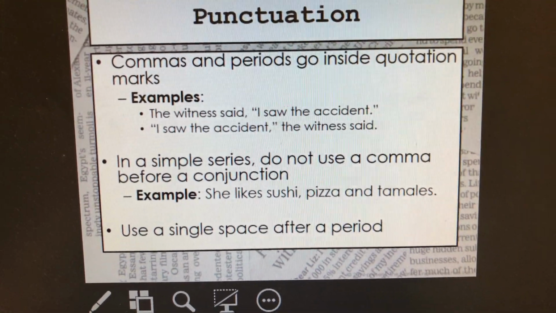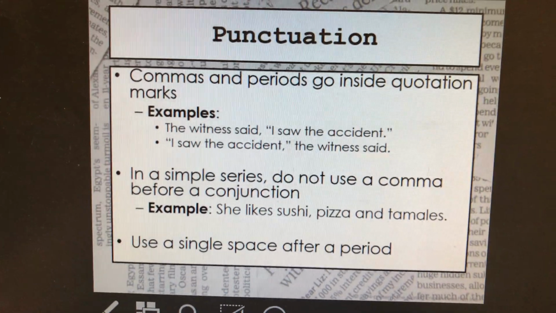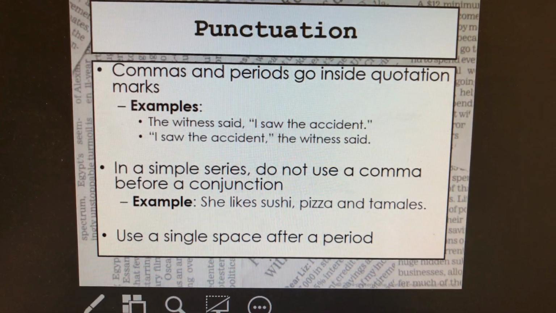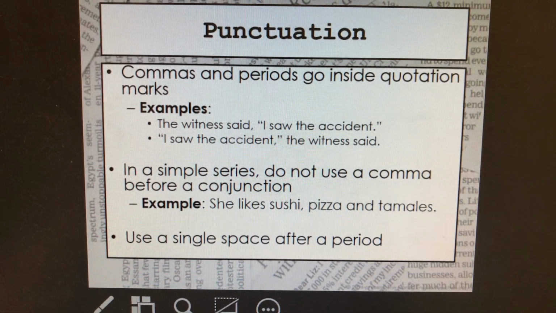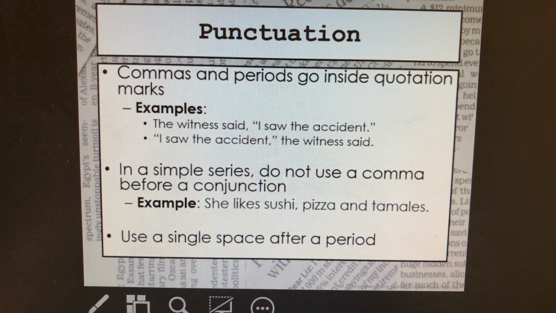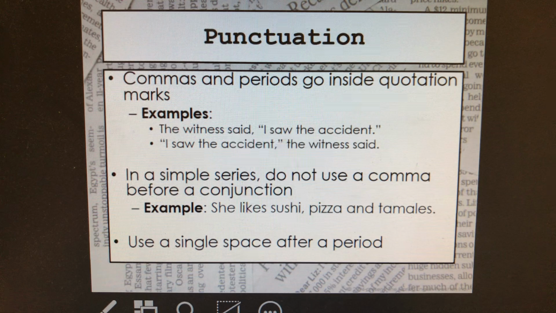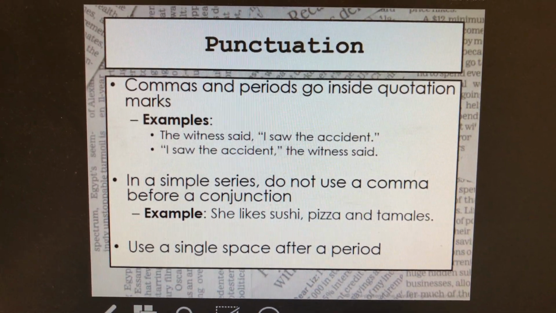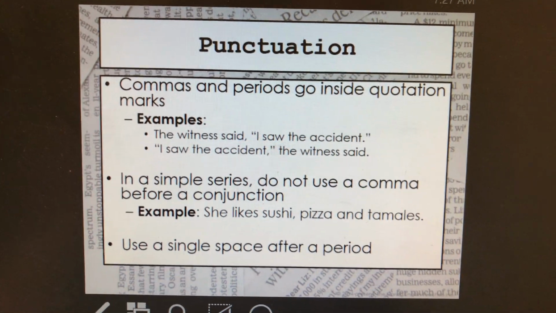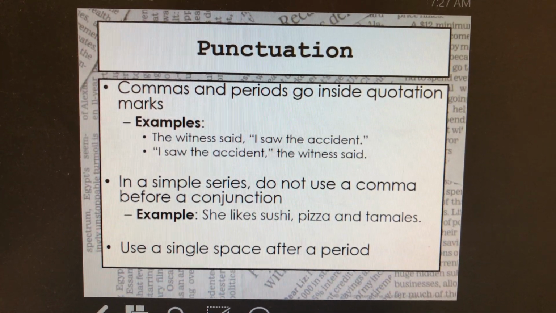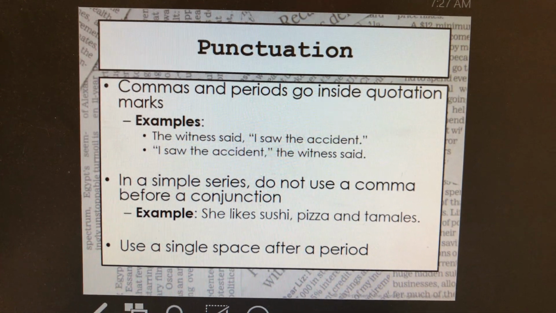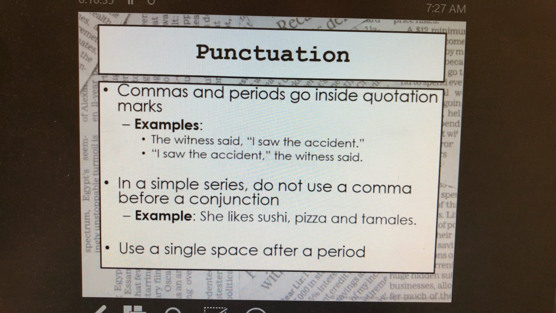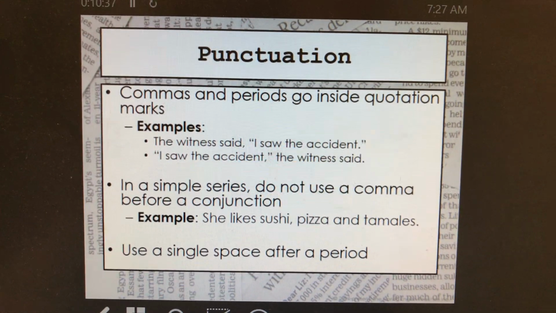In a journalism class, we rarely ever use the Oxford comma. And again, it's because it's a holdover from the early days of print journalism. And then, at the very end, when you're finishing writing your sentences, use a single space after a period. There is a trend that some people, when typing, will put 2 spaces after periods, and that is not how we need to type as journalists.